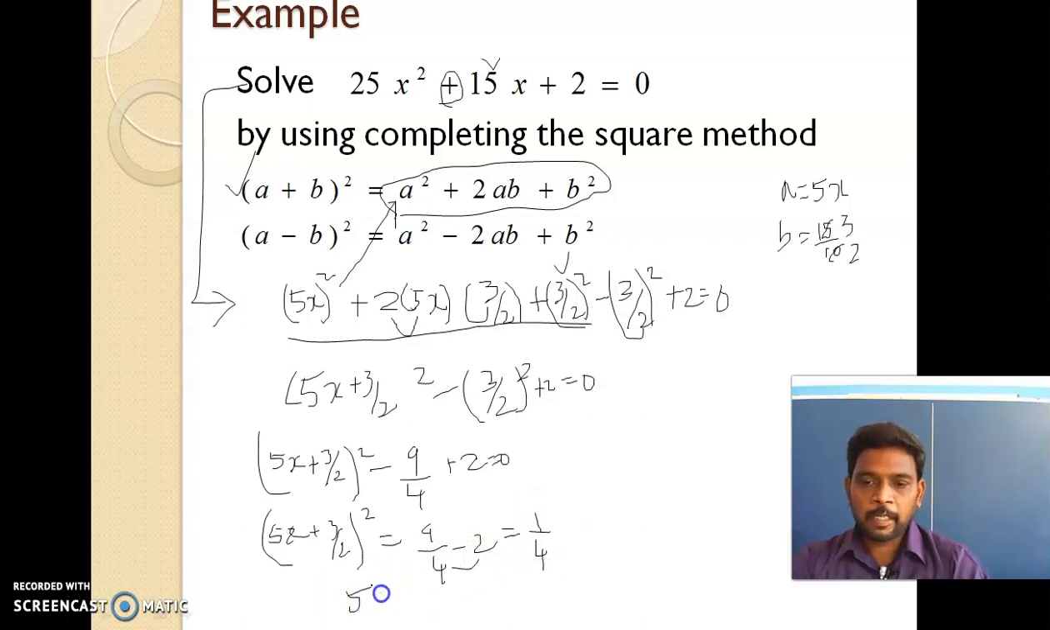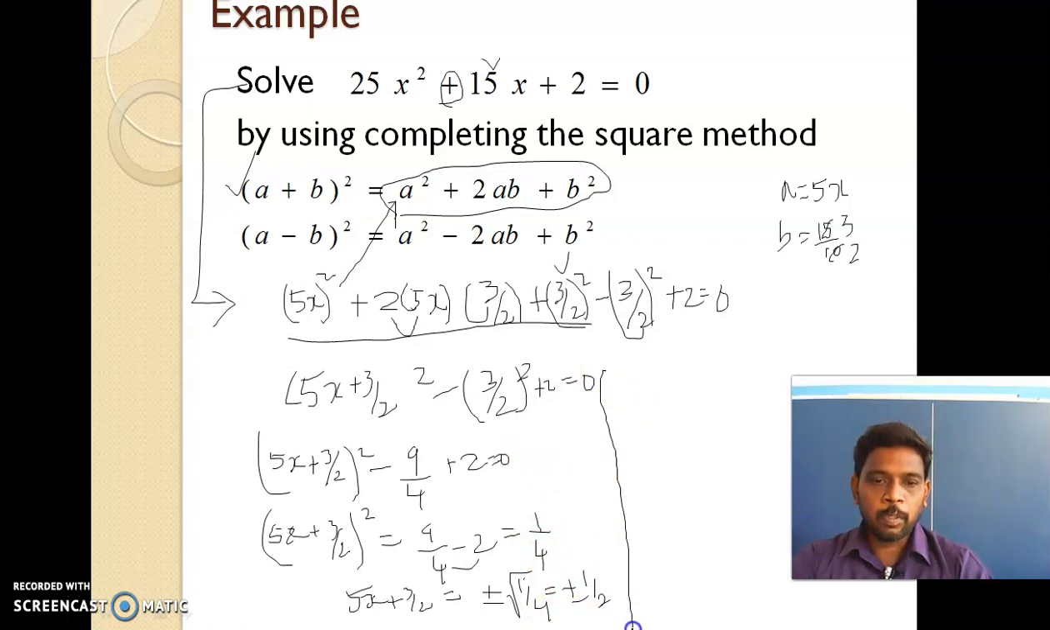Therefore 5x plus 3 by 2 equal to, so when we transpose this square to the right hand side, it will become plus or minus square root of 1 by 4. So the result of this one is nothing but plus or minus, numerator and denominator both are square numbers only, therefore it will become 1 by 2. Right. So left hand side 5x is there, so 5x equal to, and transpose this plus 3 by 2 to the right hand side, it will become minus 3 by 2, plus or minus 1 by 2.